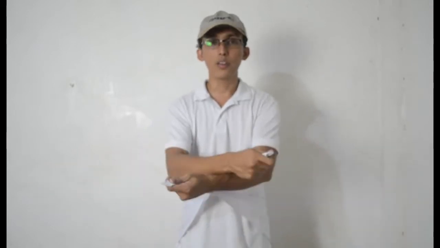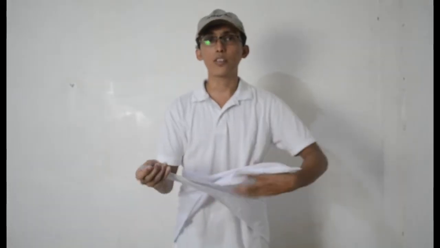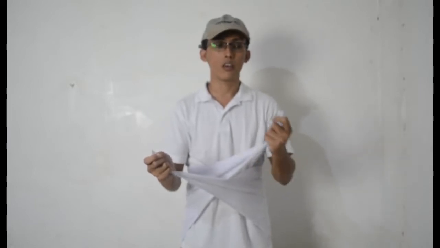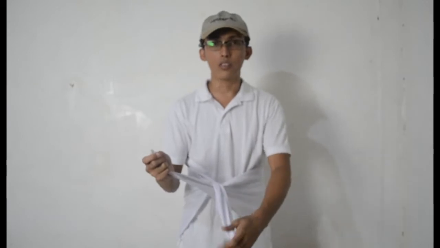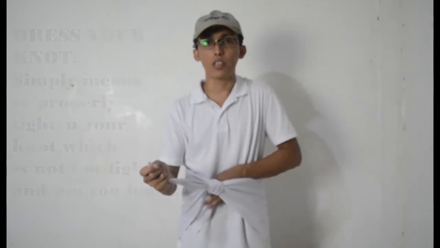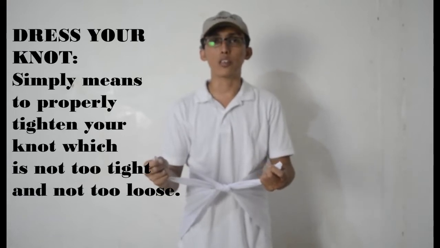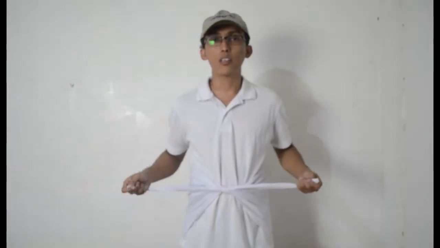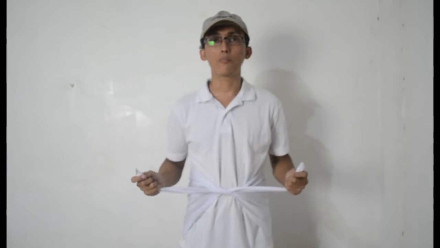So crossover, the right tail should be on top of the left tail. Transfer the left tail onto your right hand. The right tail will now be on your left hand and you will be performing a round turn or overhand loop on the left tail. Then once I say properly dress your knot, that means we will try to tighten it up, not too tight, not too loose. And that's what we call properly dressing your knot.